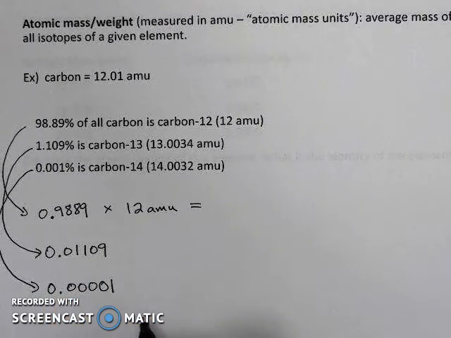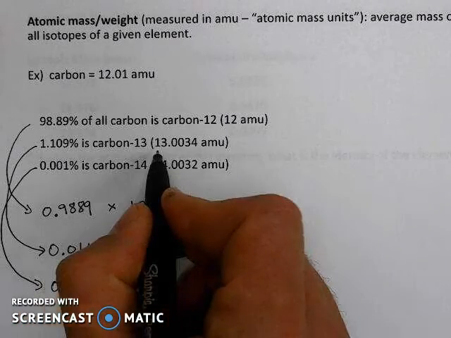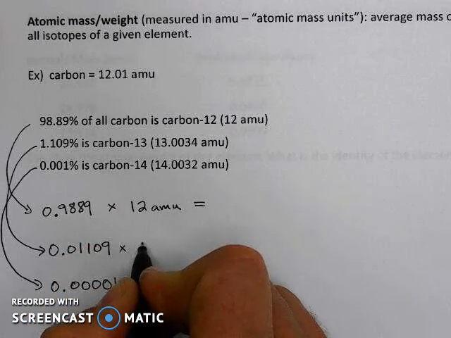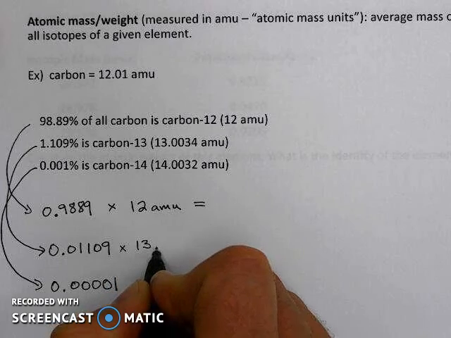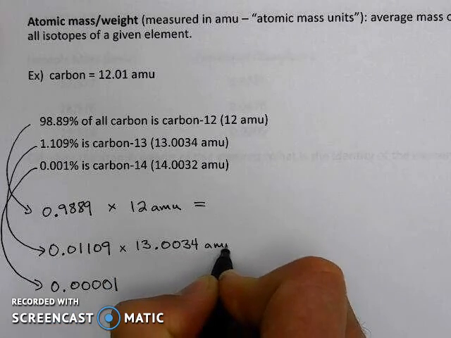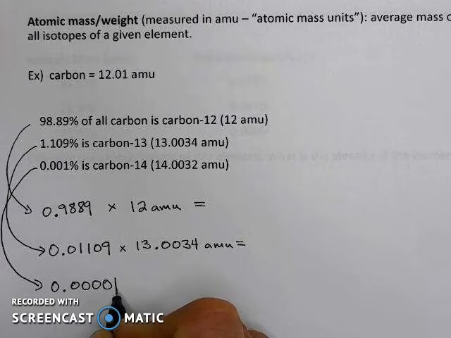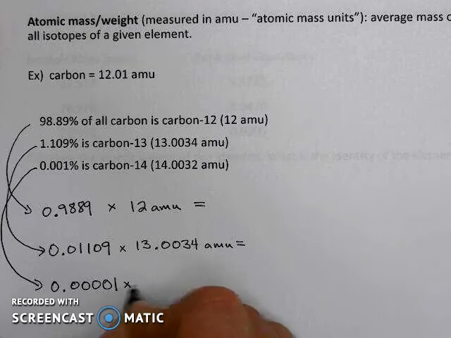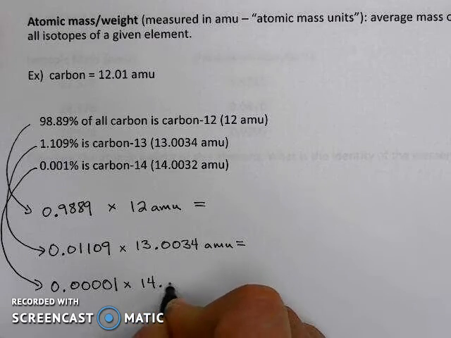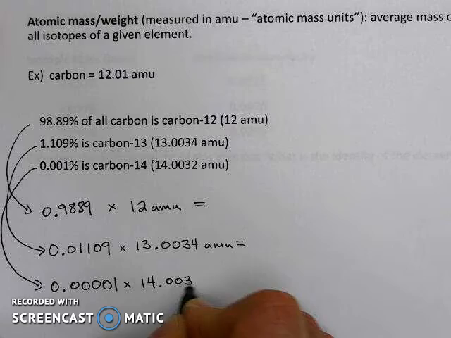For the next one, the 1.109%, that has a mass of 13.0034 AMU. And the last one, which is a very, very, very slight percentage, is carbon 14, which has a mass of 14.0032 AMU.